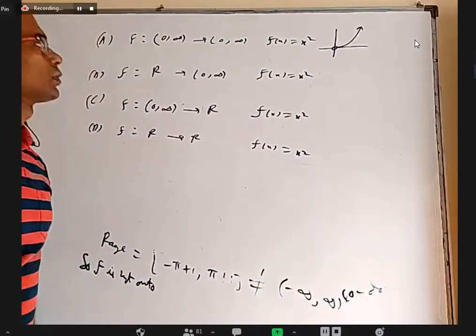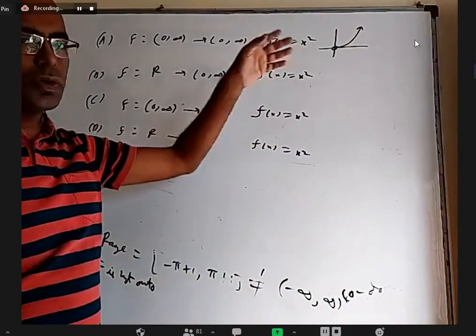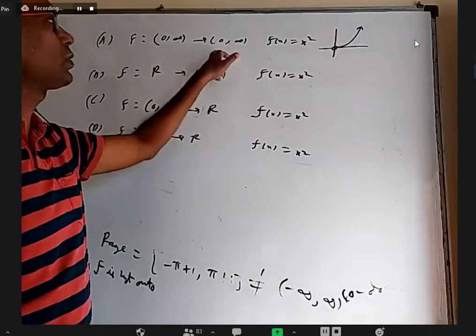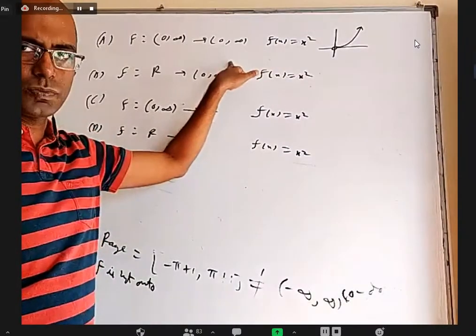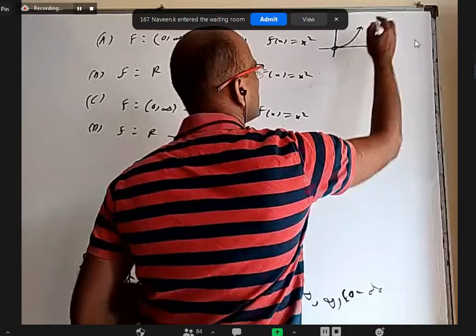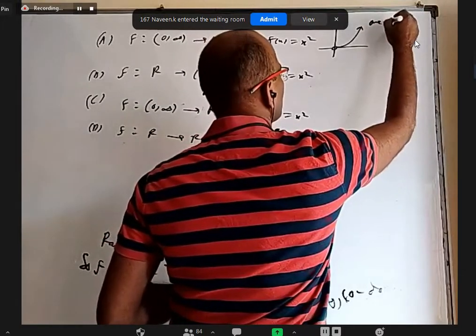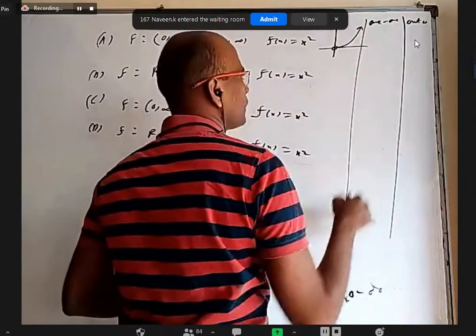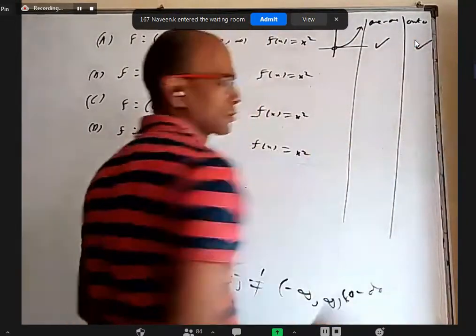So you cannot think of two different numbers which have the same image. So it is both 1, 1 and onto, because x square covers all the positive values, not even 0. So this is both 1, 1 and onto.